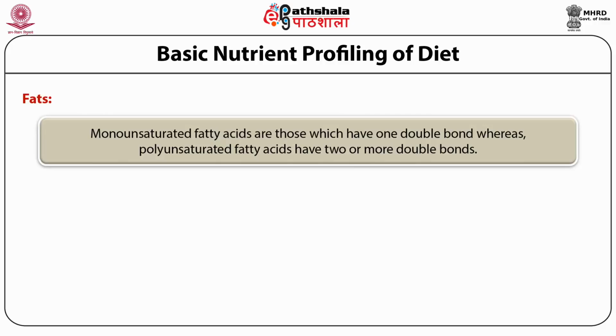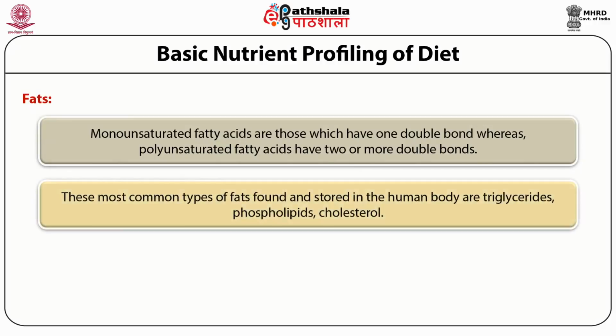more double bonds. The most common types of fats found and stored in the human body are triglycerides, phospholipids and cholesterol. There is evidence suggesting that a high intake of saturated fats may increase the risk for cardiovascular diseases. Therefore, a diet with a high amount of saturated fat must be replaced with unsaturated fat.